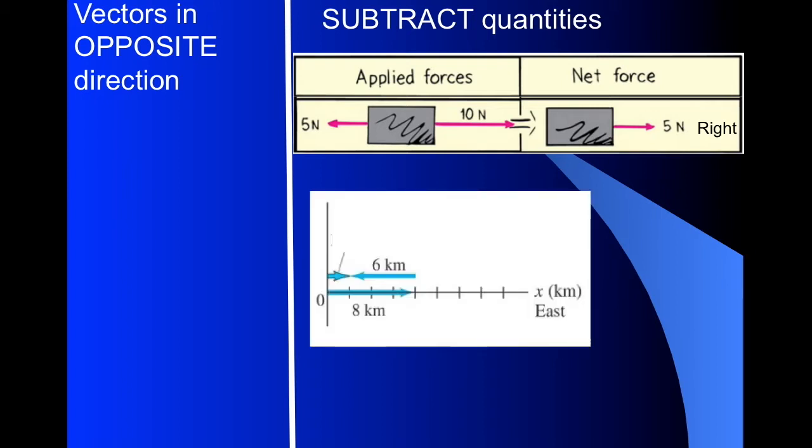Okay, so the next one is 8 kilometers, and we have 6 kilometers going against the object. And so therefore we have a resultant of 2 kilometers east. Remember, this is a vector, so it has both direction and magnitude.